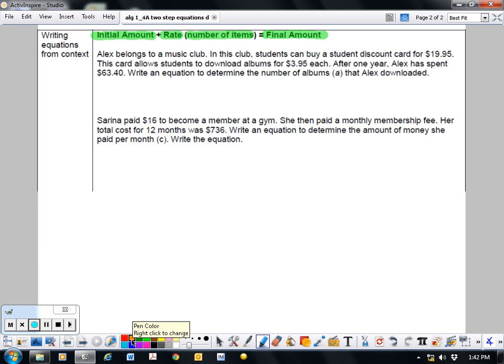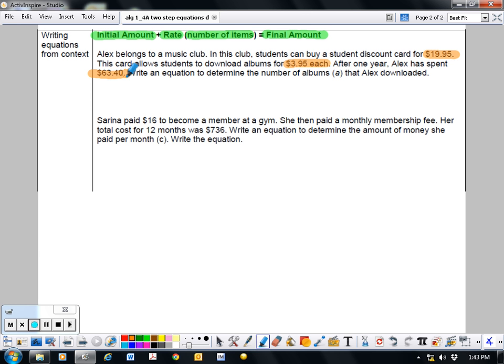Alex belongs to a music club. In this club, students can buy a student discount card for $19.95. Then this card allows students to download albums for $3.95 each. So for every single album, it only costs them $3.95. So this is a rate, because every album we charge another $3.95. Now after 1 year, Alex has spent $63.40. Write an equation to determine the number of albums.